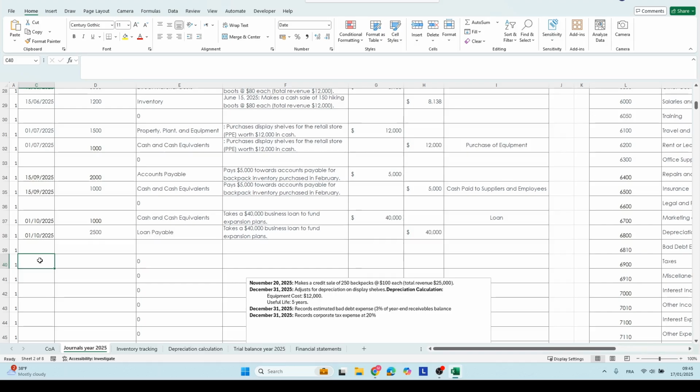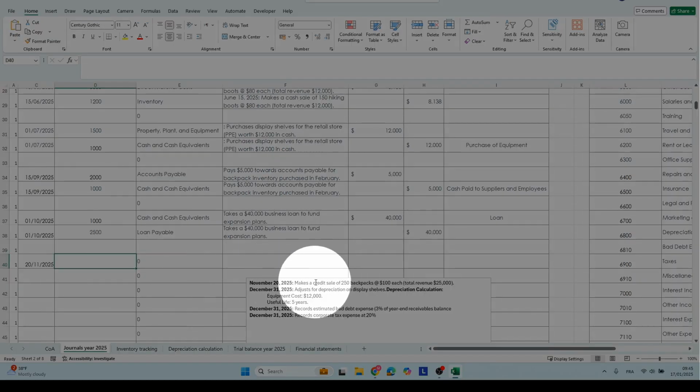We have another transaction for sales on November 20. The business makes credit sales for 250 units at $100 each. The total revenue is 25,000. In this transaction, we will report the sales.